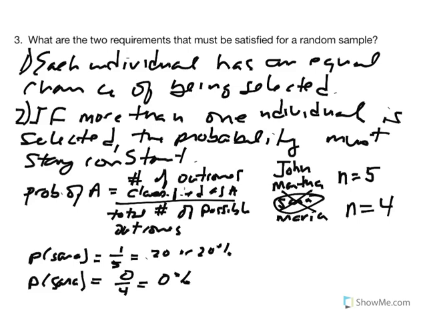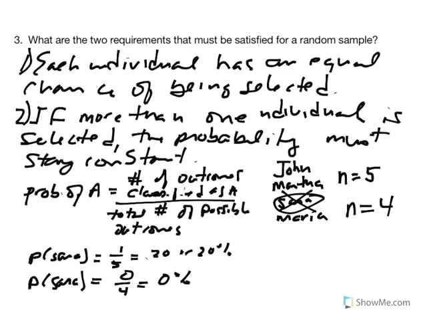So in this case, if we don't replace Sarah back into the mix, we are not adhering to the first requirement, which states that each individual has an equal chance of being selected. If I take her out of the mix, she has a 0 chance of being selected. And as a result, the denominator, the total number of possible outcomes, has decreased by 1. So the requirement is that everyone has an equal chance, and that if we make more than one selection, we put back each individual into the pot, into the hat, and allow them an equal opportunity.